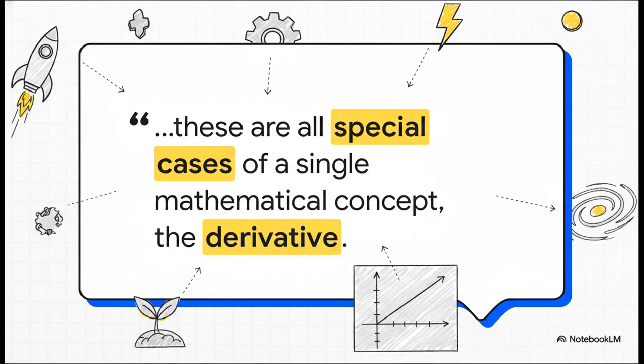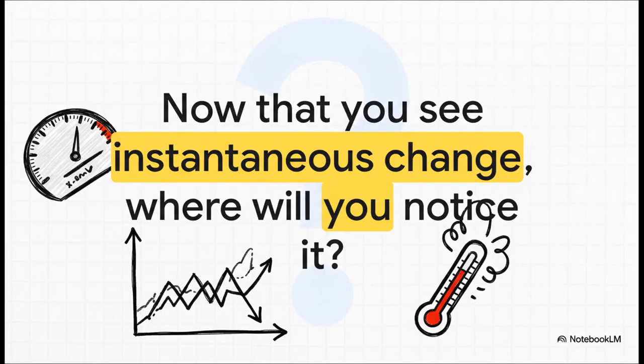So you see, we're not just messing around with graphs and slopes. We're learning to use a tool that helps us understand the fundamental nature of how things change all around us. So, from now on, when you glance at your car's speedometer, or you see the stock market bouncing around, or you just feel a temperature drop, remember, you're literally watching the derivative in action. You're seeing the world through the lens of calculus. So my question for you is, now that you know what to look for, where are you going to see it next?